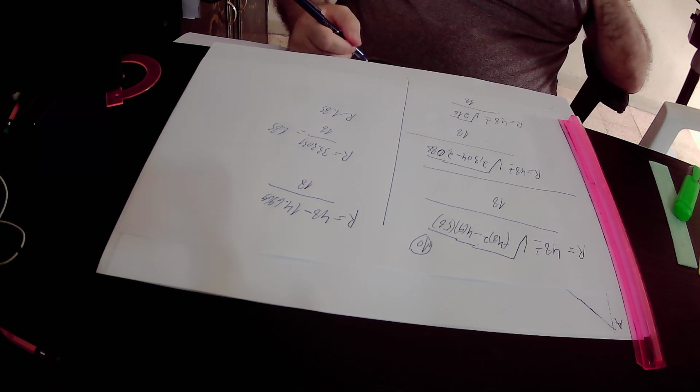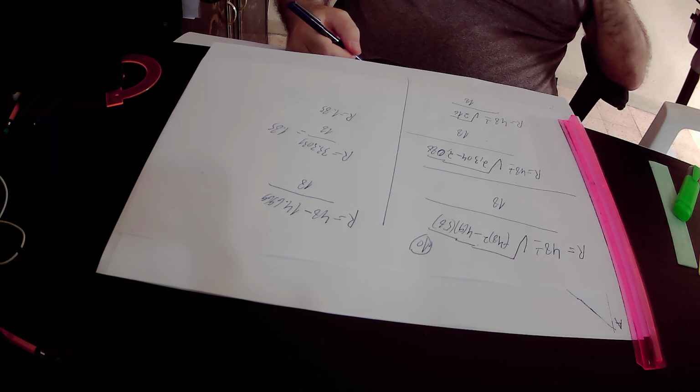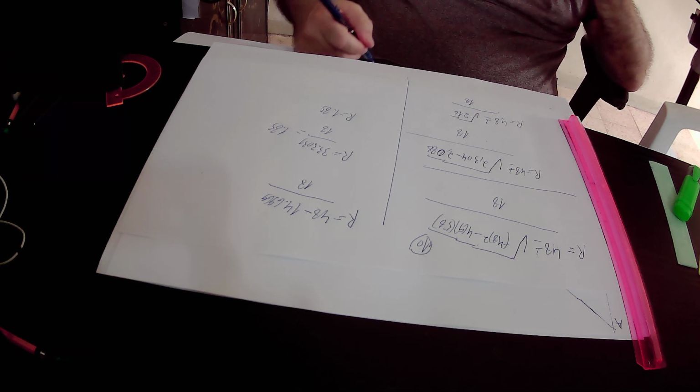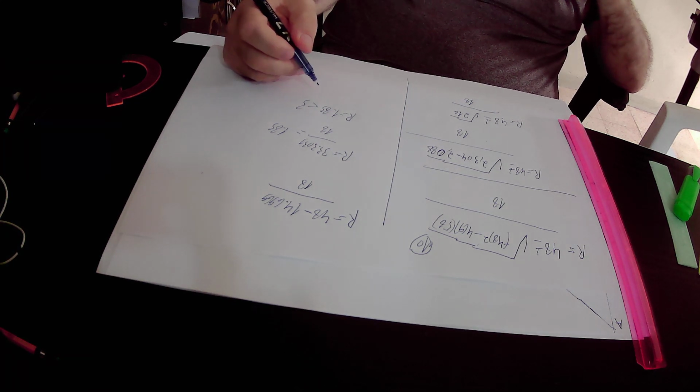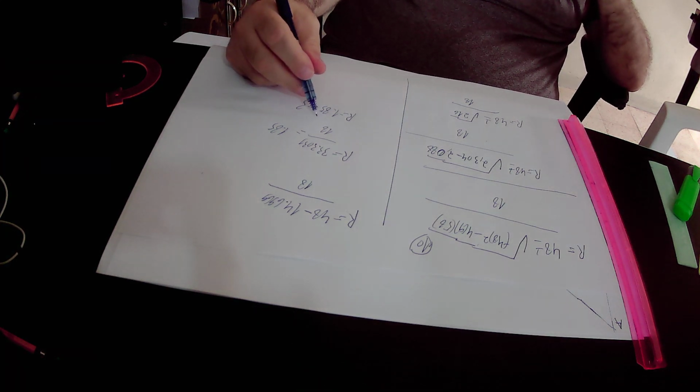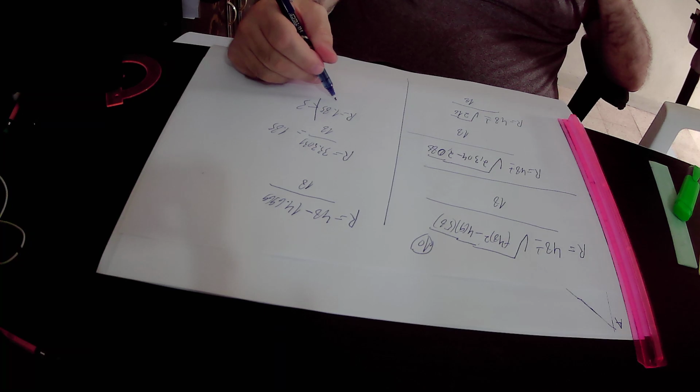But we have already found that r cannot be less than 3 units, and 1.85 is less than 3 units. Therefore, we cancel this possibility because r cannot be less than 3 units.